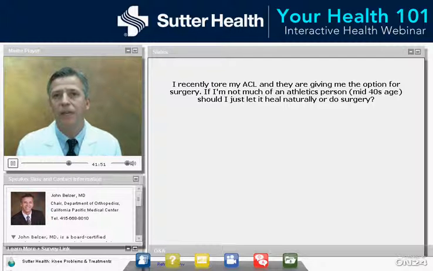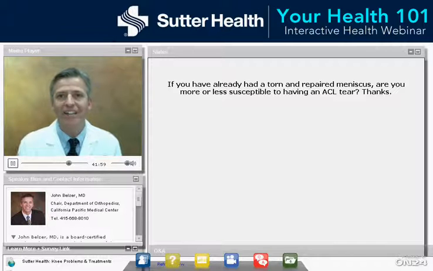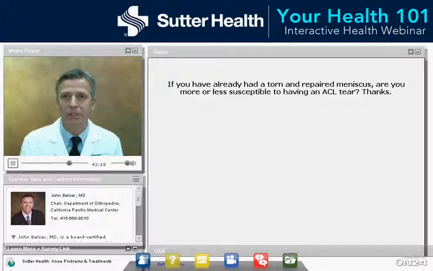So if you have already had a torn and repaired meniscus, are you more or less susceptible to having an ACL tear? The answer to that is probably not, but I'll qualify that statement. Generally speaking, the ACL protects the meniscus, and it does so by stabilizing the joint and making the joint run properly, no different than the tires on your car need to be aligned to make sure your tires don't wear out.